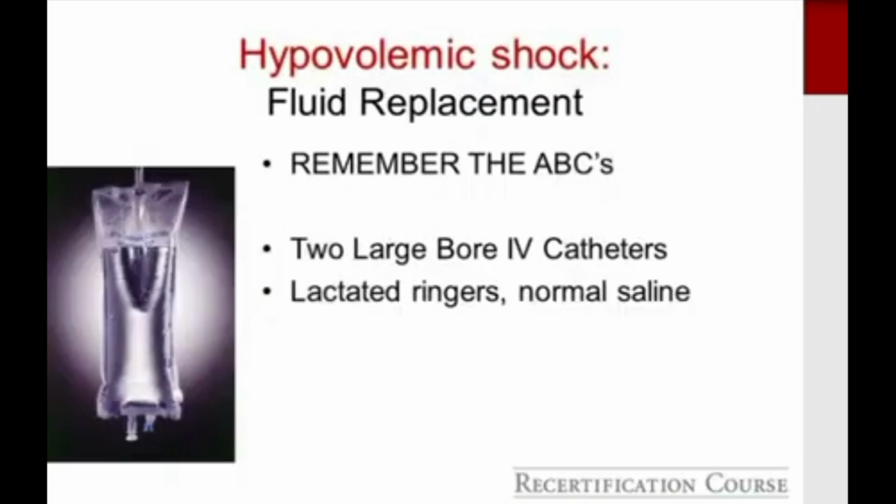The treatment for hypovolemic shock is fluid replacement. You've got to get 2 large bore IV catheters and infuse lactated Ringer's or normal saline at a high rate. It's important to get volume back into the body so as to maintain cardiac output.